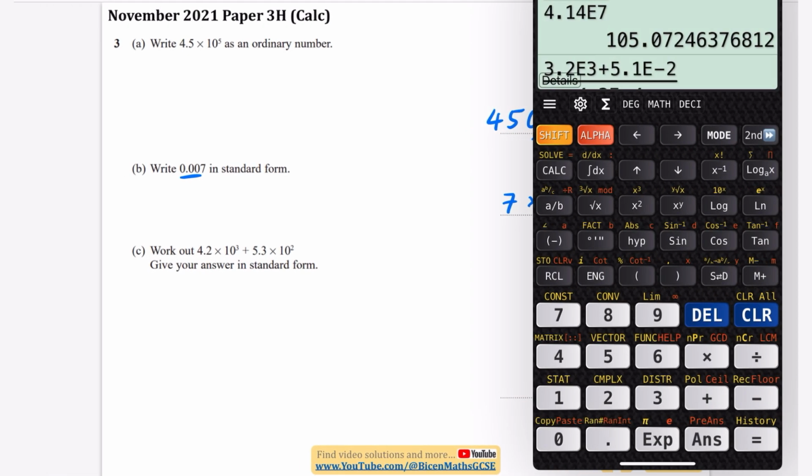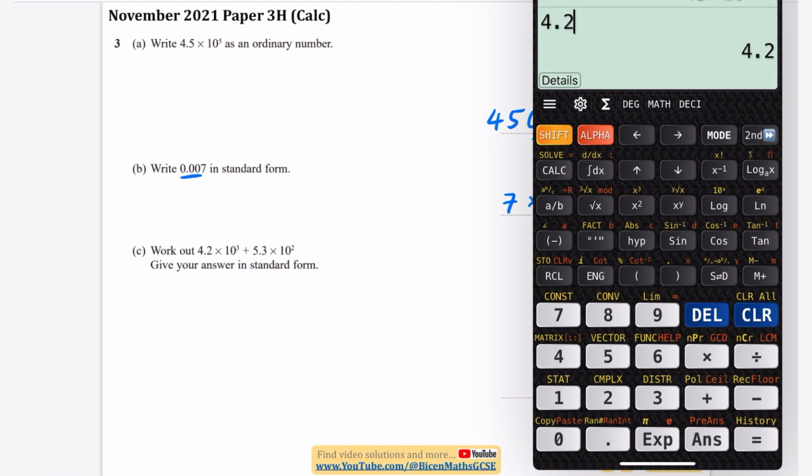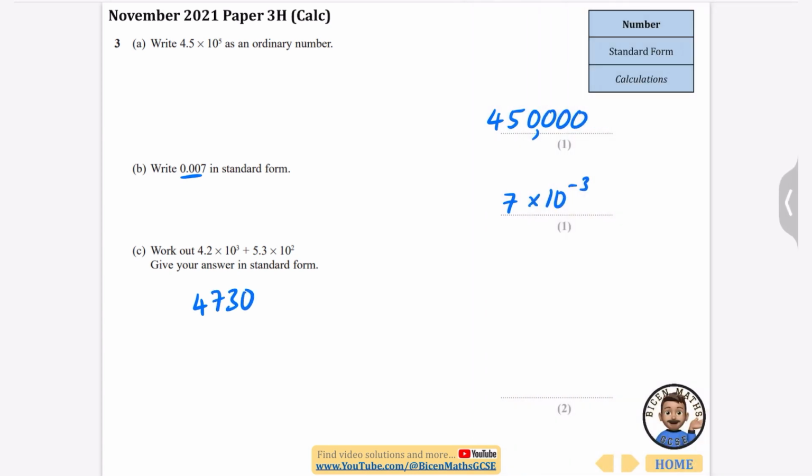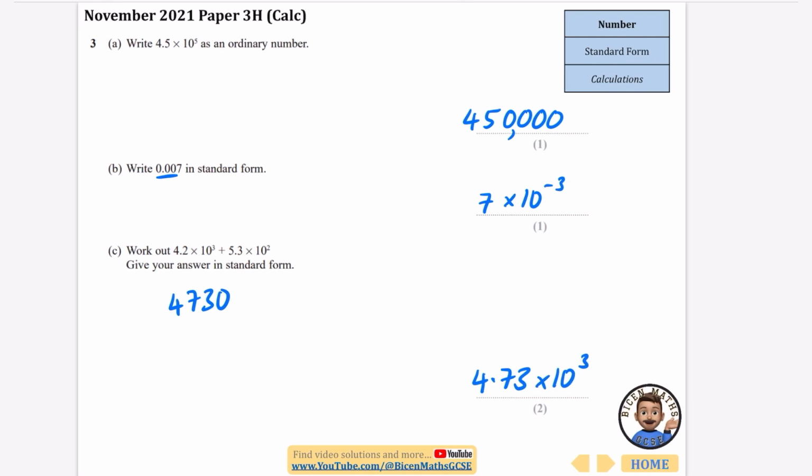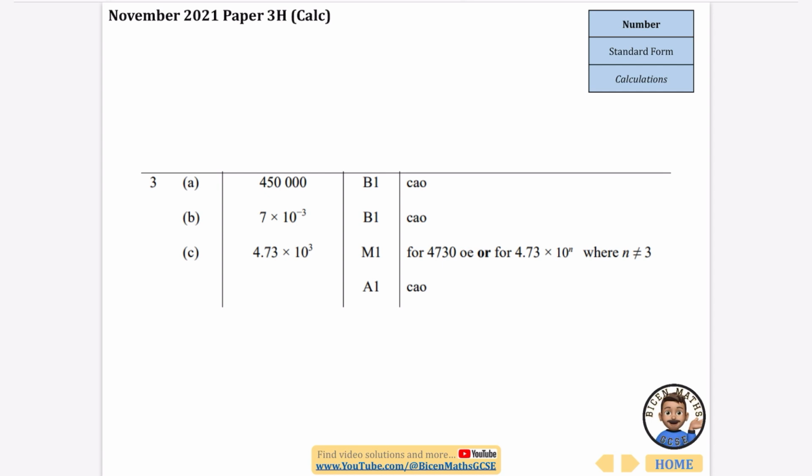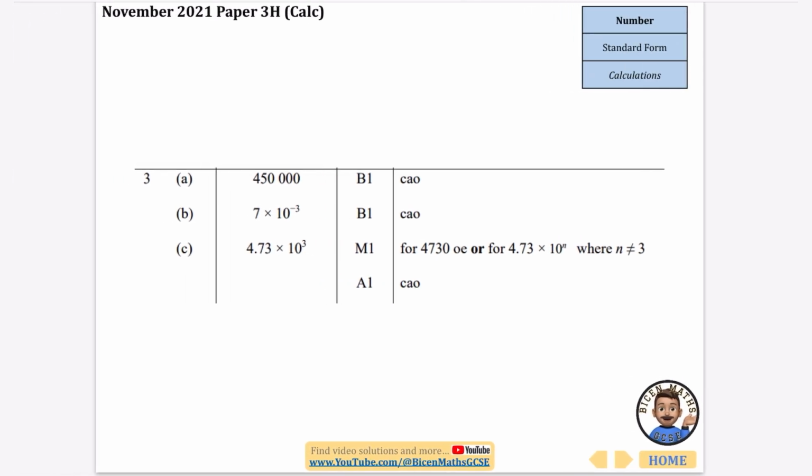It's a calculator paper, so we're going to go straight in, and we're going to do 4.2 times 10 to the 3 plus 5.3 times 10 to the 2. We get the answer 4,730, so I'm going to put that in standard form. That is 4.73 times 10 to the power of 3, because that decimal point moves 3 spaces. So we've got those 3 correct answers there.